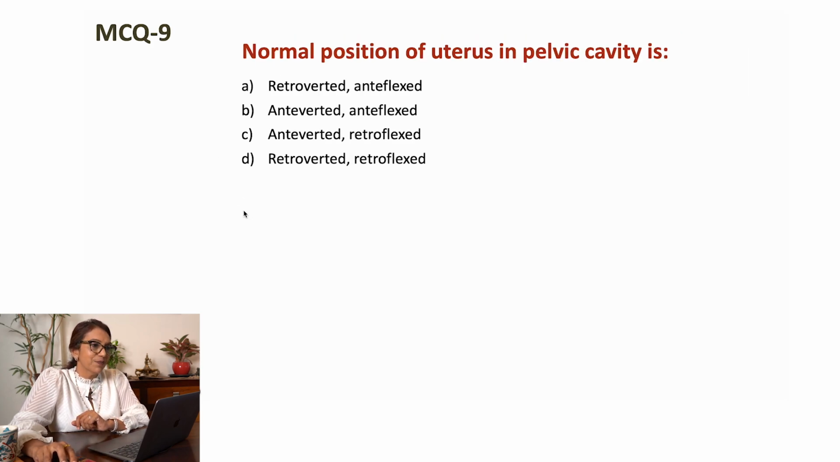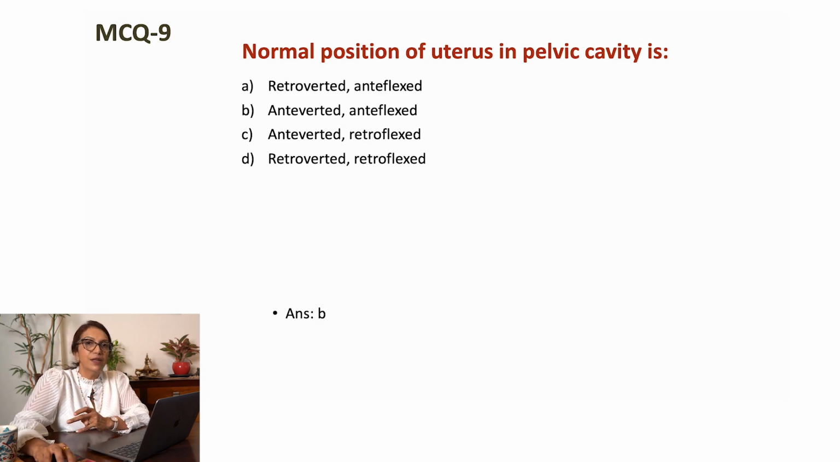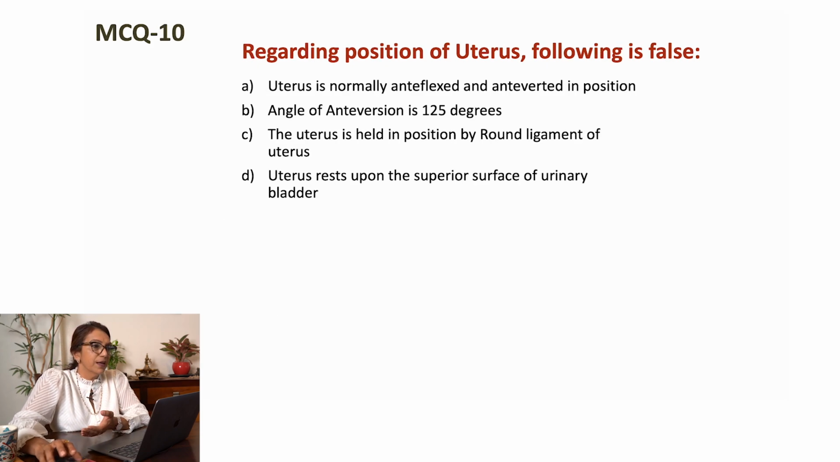Yes, it is. The normal position of the uterus in the pelvic cavity is, now we've done this, anteverted, anteflexed. Anteverted between the vagina and cervix, anteflexed between the uterus and the cervix. So, B is the answer. We don't need to study this again. Let's go to MCQ number 10.